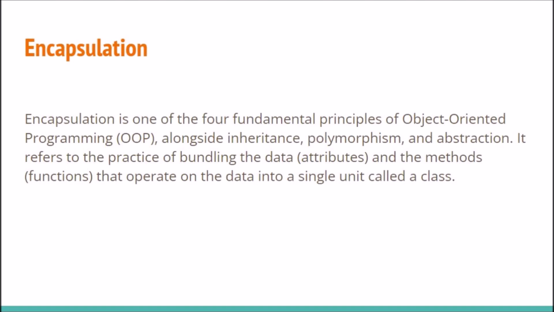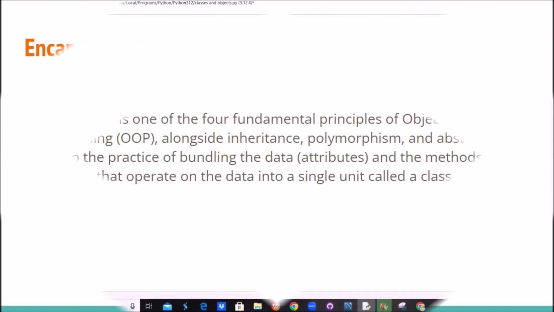Encapsulation is one of the four fundamental principles of object-oriented programming, alongside inheritance, polymorphism, and abstraction. It refers to the practice of bundling the data and methods that operate on the data into a single unit called a class. Encapsulation also involves restricting access to some of the object's components, which means that the internal representation of an object is hidden from the outside world and can only be accessed or modified through well defined interfaces.